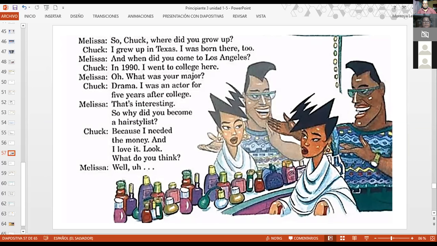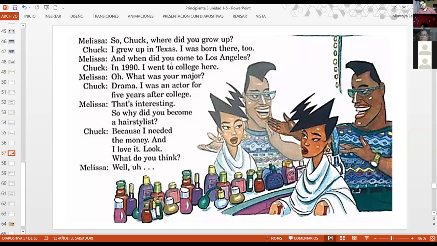What's major mine? Mayor es la especialidad del estudio. Okay. What was your major? He said drama. Esa era su, como la carrera, ¿no? La especialidad. Que no es carrera porque es college. College no es la universidad, es como un técnico. Uh-huh. College. Carrera. Yeah. College.